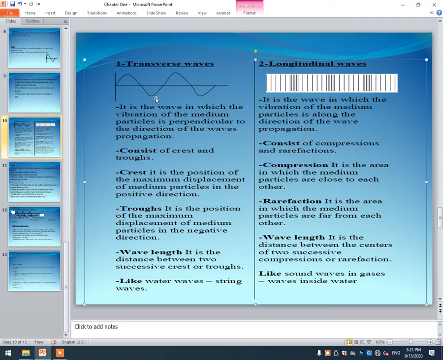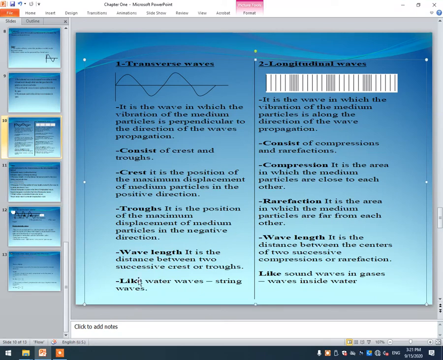In the same way, for the troughs, the distance between these 2 troughs, they are located at the same location, and here the direction of motion is in this direction and here in this direction. So same location and same direction. This means the distance between these 2 points will be called wavelength, as you see here.